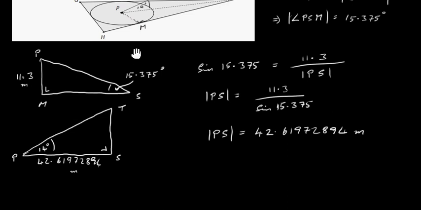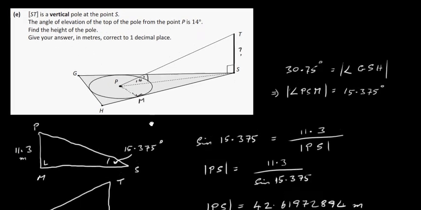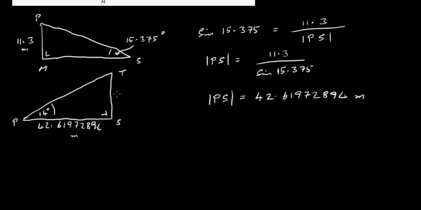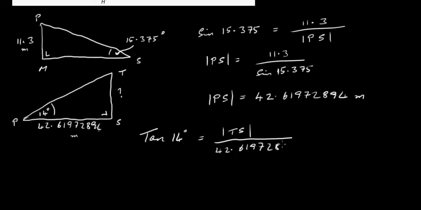The question was find the height of the pole to one decimal place. So the height of the pole is this here. We've got to work this out. So in this particular case, we want to work out TS, which is the opposite. We have the adjacent, so we're going to use tan. So I'm going to say tan 14 degrees is equal to TS over 42.6197. So just multiply across, 42.6197 times tan 14, and that gives me the distance TS.